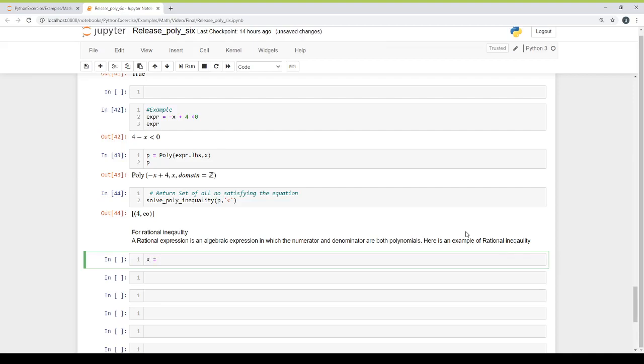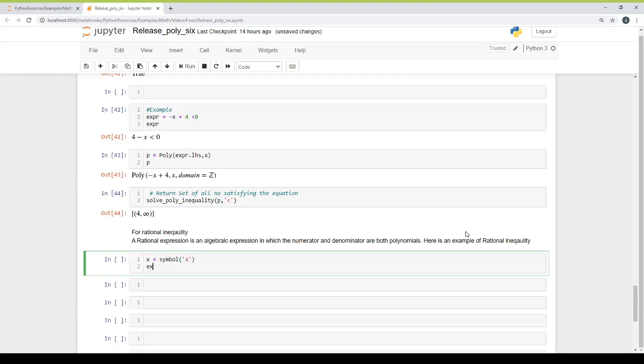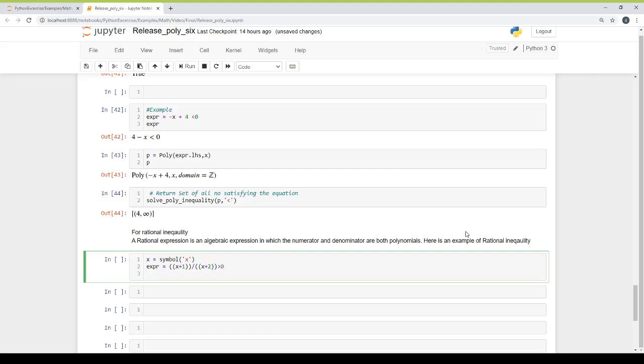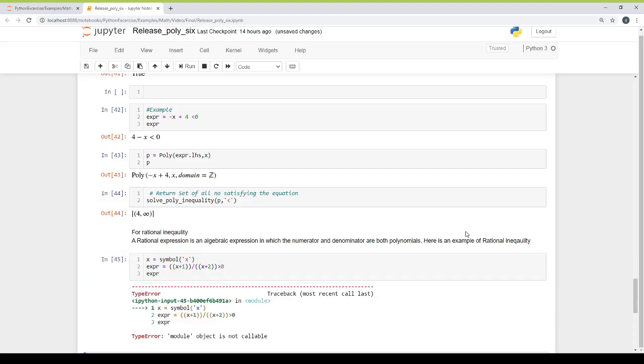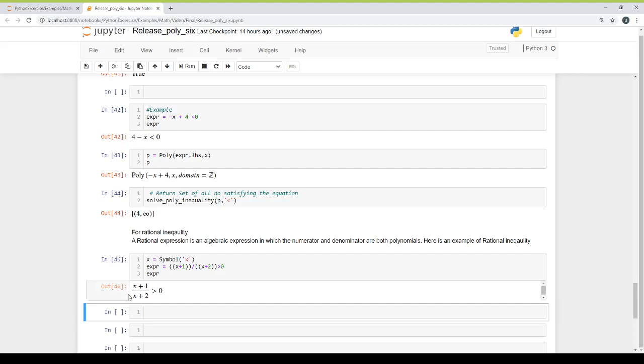Let's take an example. Symbol x. Expression is equal to x plus 1 divided by x plus 2 greater than 0. Expression. Module object is not callable. Let's check it. Okay, x is fine. So this is our equation.